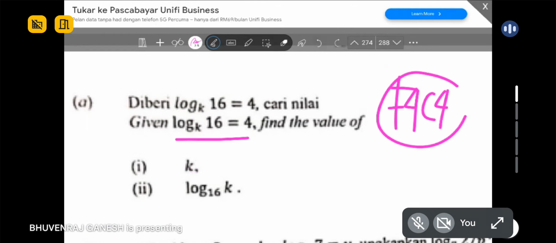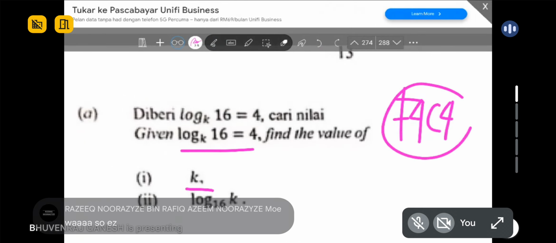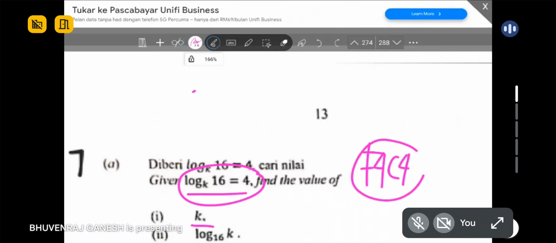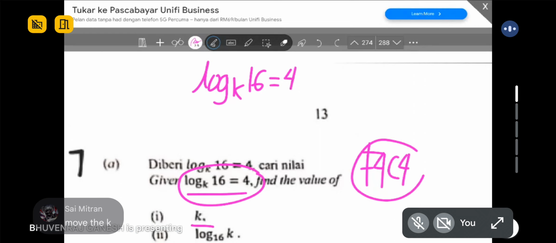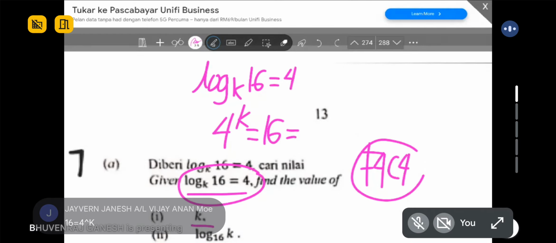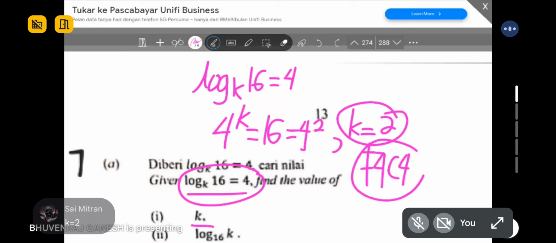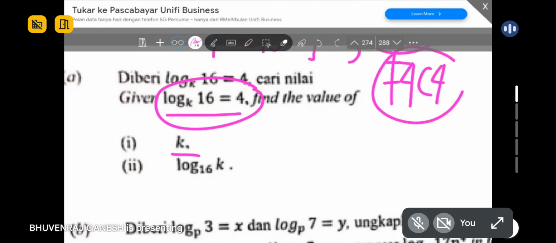This one is very simple, guys. They ask you to find K. How to find K? Macam mana cari nilai K? This one is basic, guys. You just need to convert log form to index form. Tukar bentuk log kepada bentuk index. So 16 is actually 4 squared, 4 kuasa 2. So your K value is 2. Understand? Simple, right? Senang.